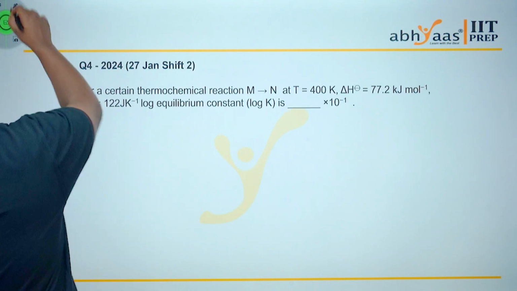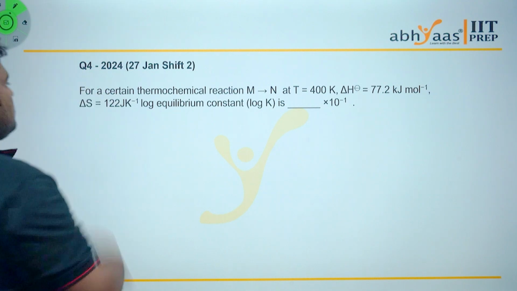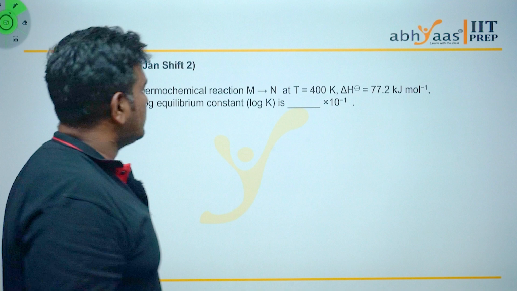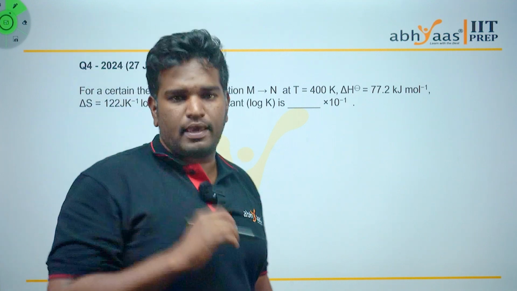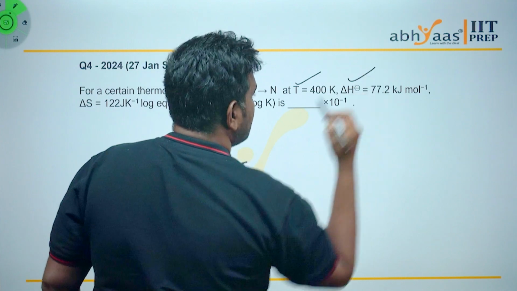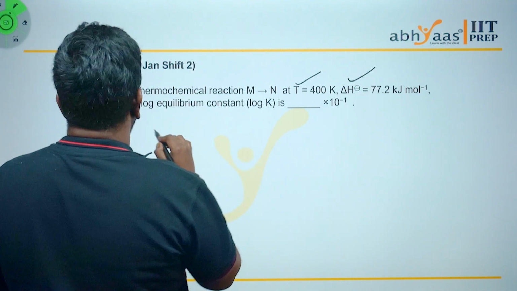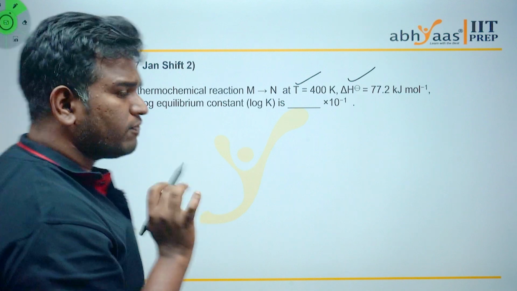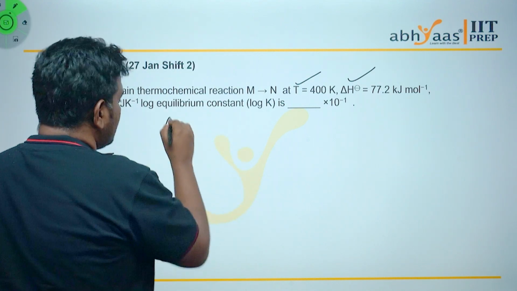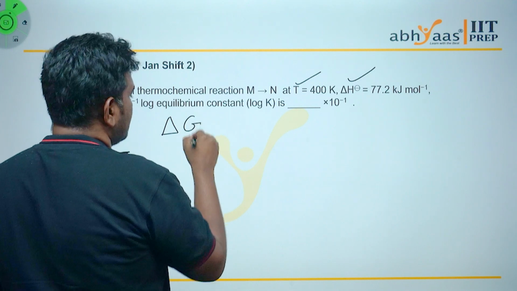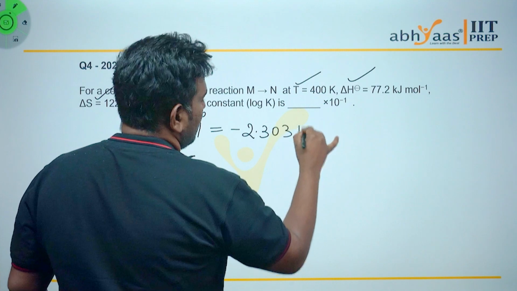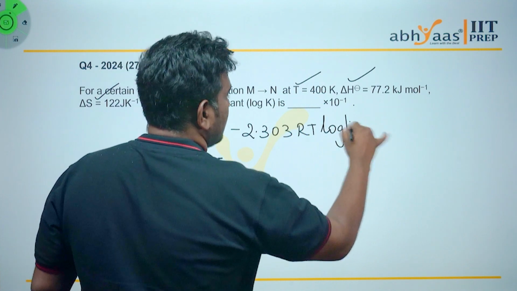The fourth question, and here we are actually asked to find out the equilibrium constant. Right. We have to find log K. So for this purpose, they have given temperature, enthalpy change, entropy change. Right. So with these quantities, we have to find the value of log K. So here we know that we have the Gibbs free energy formula: delta G naught is equal to minus 2.303 RT log K. Here log K is coming.